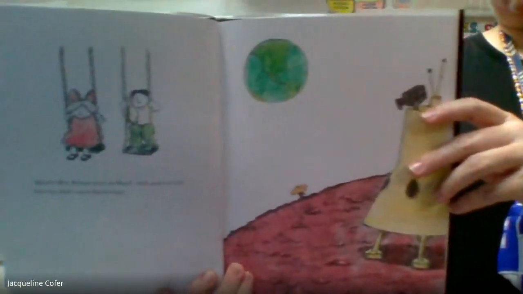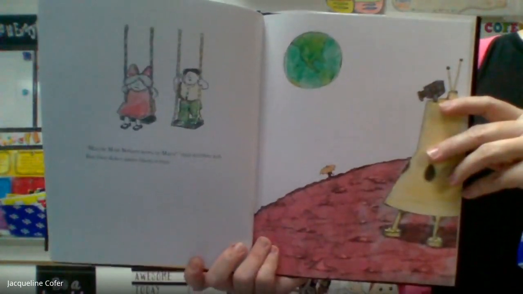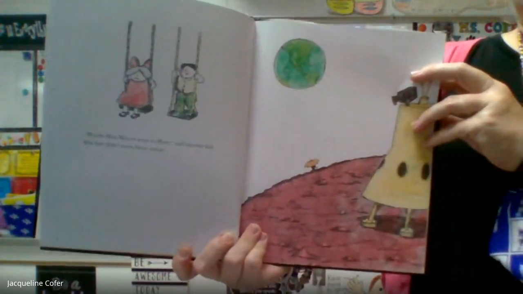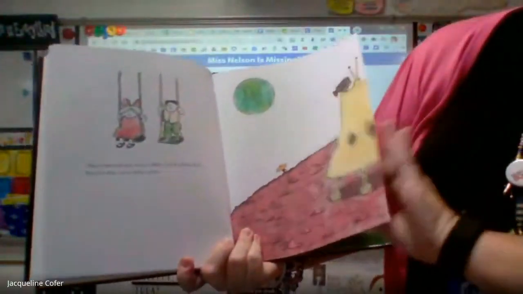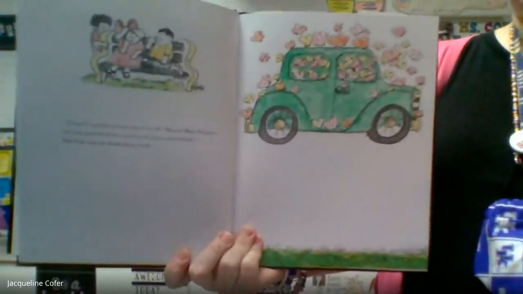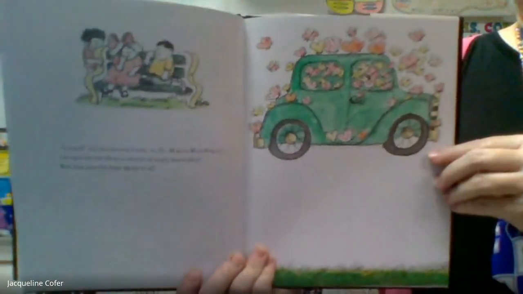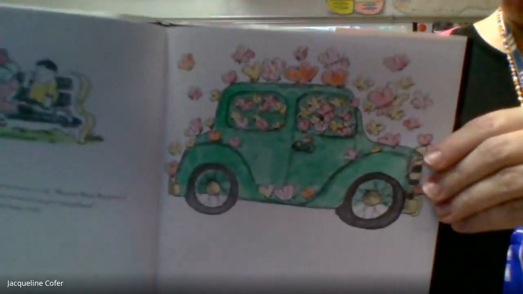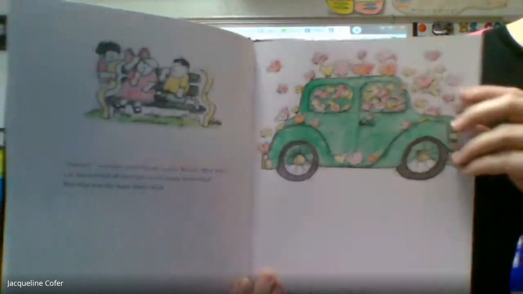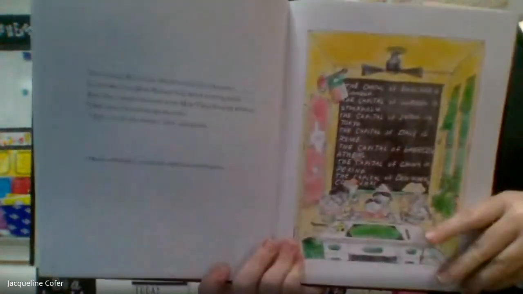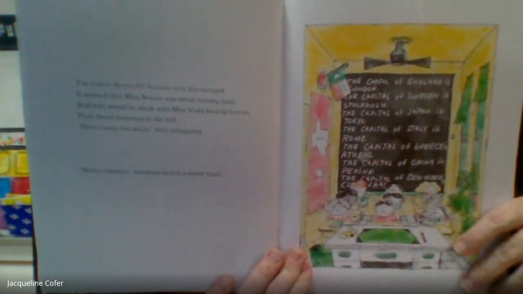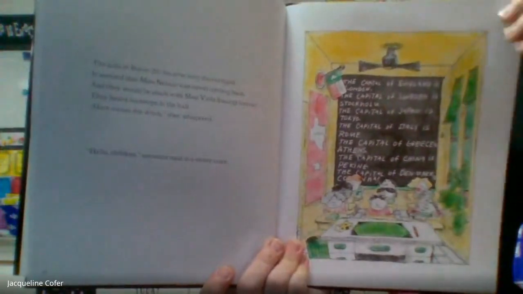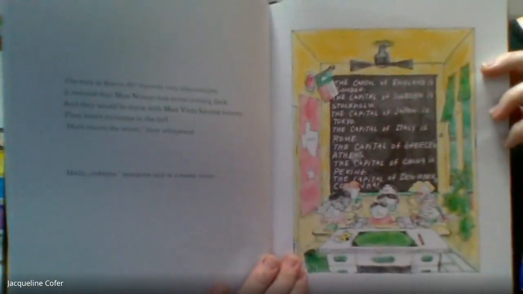"Maybe Miss Nelson went to Mars," said another kid. But that didn't seem likely either. "I know," exclaimed one know-it-all. "Maybe Miss Nelson's car was carried off by a swarm of angry butterflies." But that was the least likely of all. The kids in room 207 became very discouraged. It seemed that Miss Nelson was never coming back, and they would be stuck with Miss Viola Swamp forever.